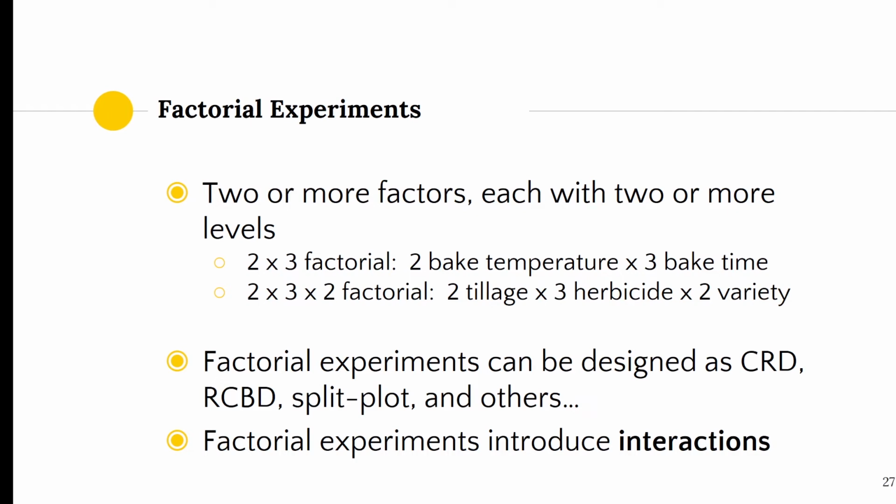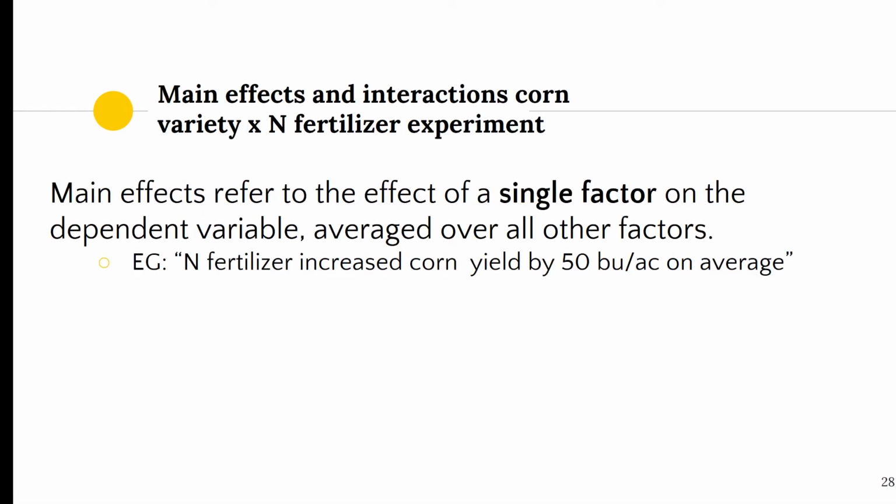Now, regardless of what type of experiment the factorial is, you can apply different experimental designs to it. So factorial experiments can be CRDs, RCBDs, split plot, and there's many others. I didn't go over all the possible experimental designs here. But what factorial experiments do is they introduce interactions. When we have interactions, we refer to main effects and then interaction effects. So main effect refers to the effect of a single factor on the dependent variable averaged over all other factors.